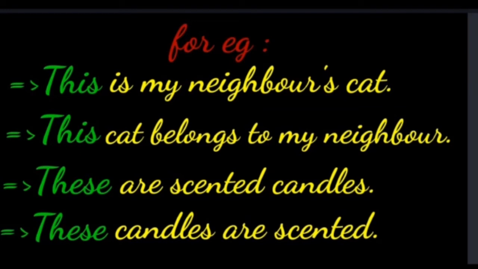In the second sentence in each pair, this and these qualify or give more information about the nouns cat and candles. They are demonstrative adjectives.